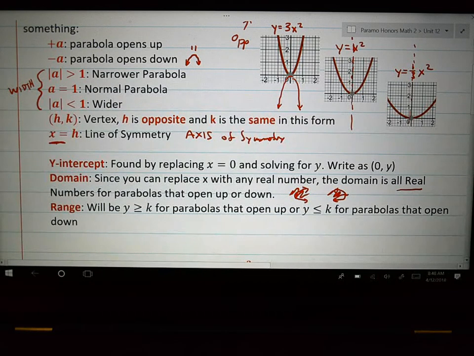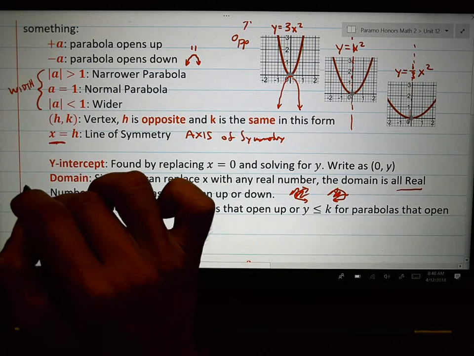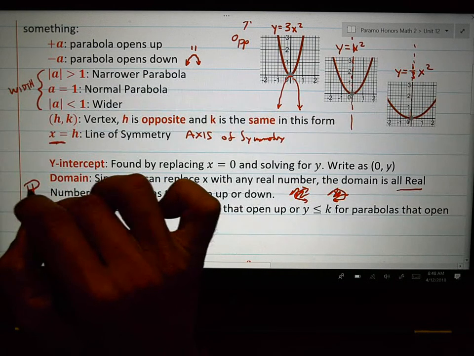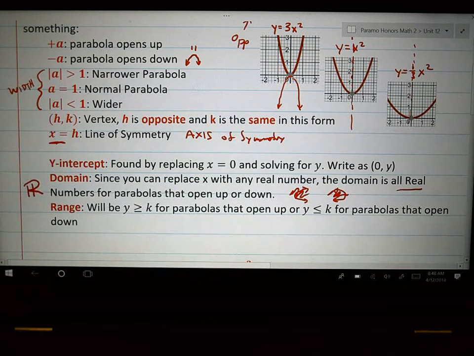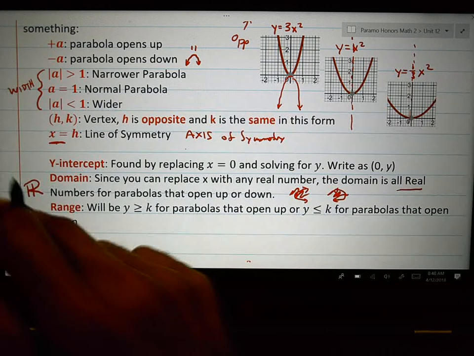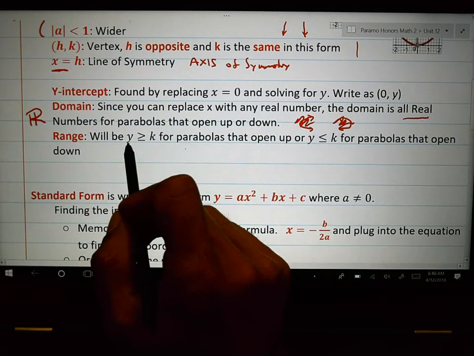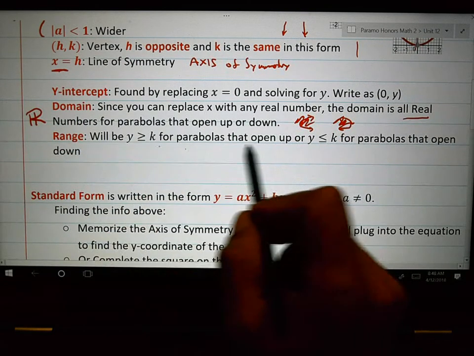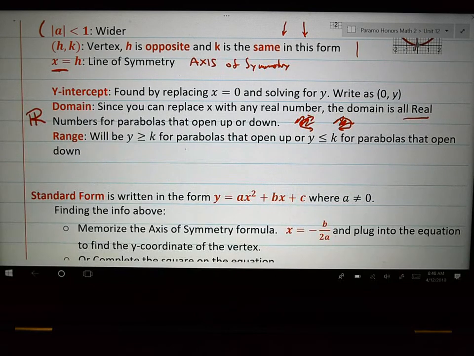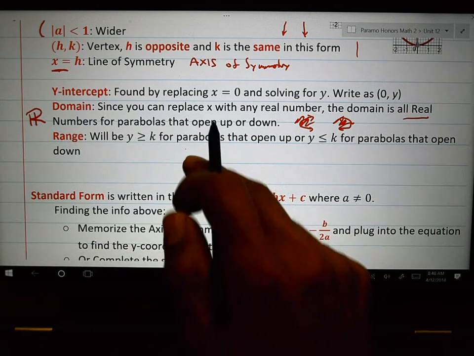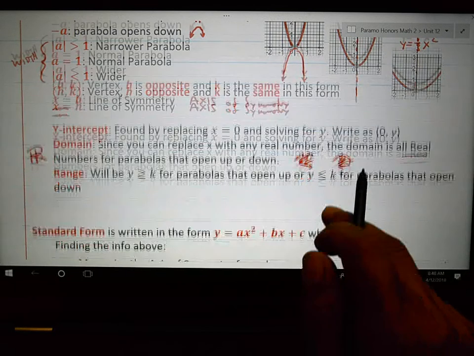Right now, there's a symbol for all real numbers. If you would like to use the symbol, this is what the symbol is. I do not know where that is on the keyboard, so when I type those up, I think I'm going to type up all reals because I don't know where that is. I'll have to find it. Lastly, the range is always y is greater than or equal to k for parabolas that open up, or y is less than or equal to k for parabolas that open down. We'll talk about that as we do the problem.